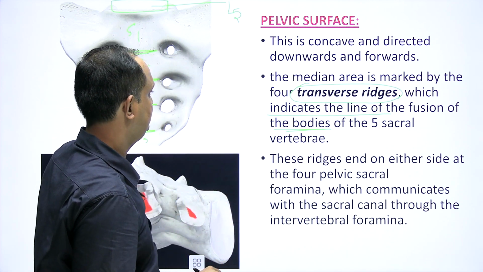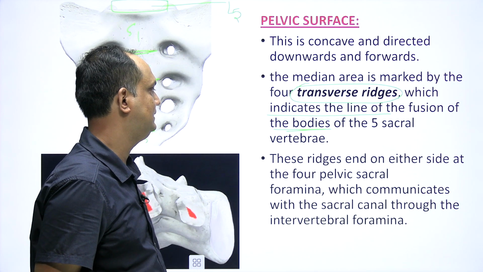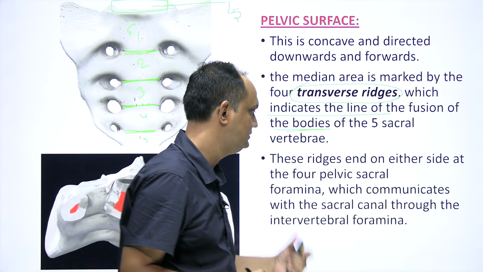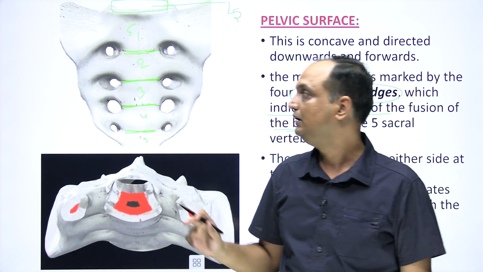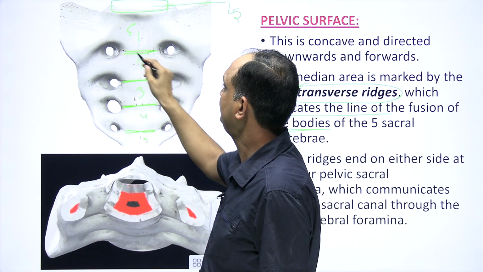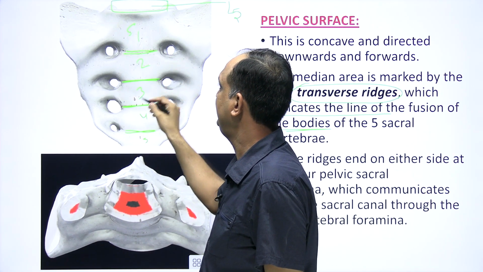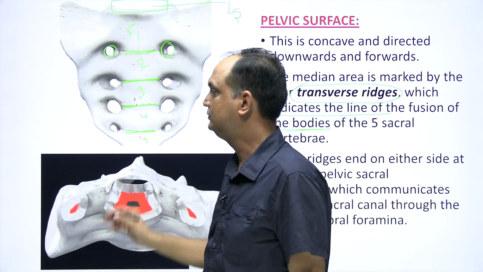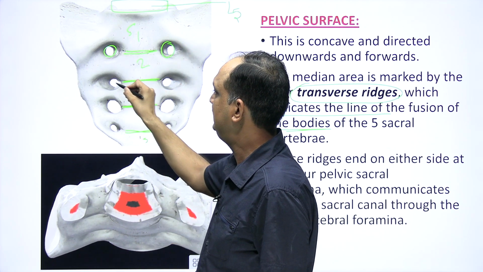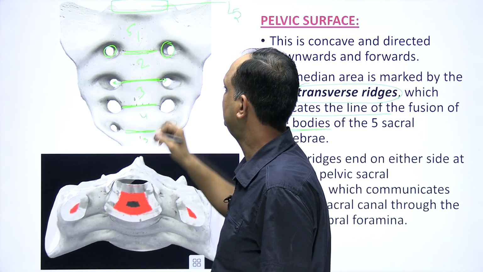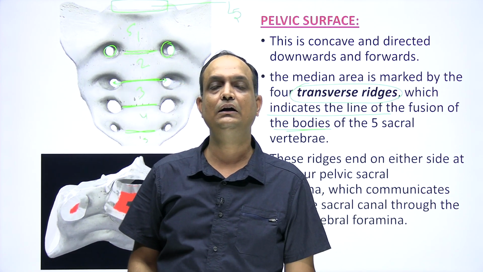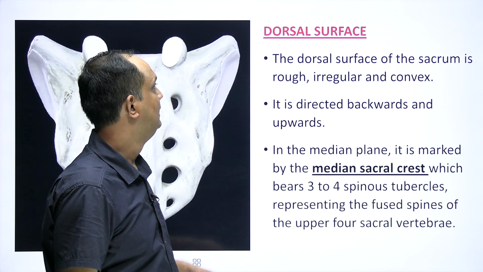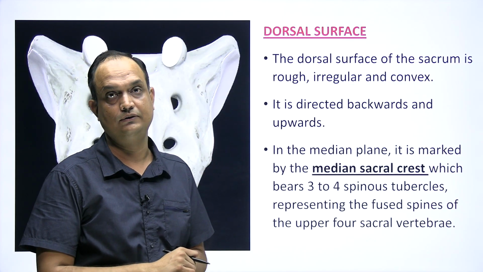These transverse ridges end on either side at the 4 pelvic sacral foramina, which communicate with the sacral canal. So you can see that the level of the transverse ridges is fixed. It is always at the level of the ventral sacral foramina. If you trace the transverse ridge laterally, you will find ventral sacral foramina on both sides. Now what about the dorsal surface?